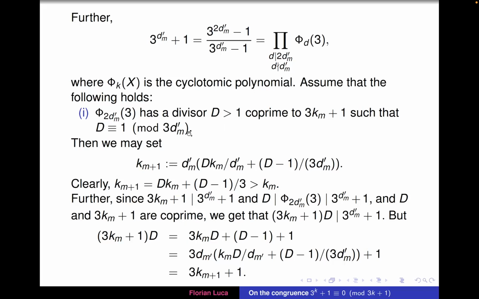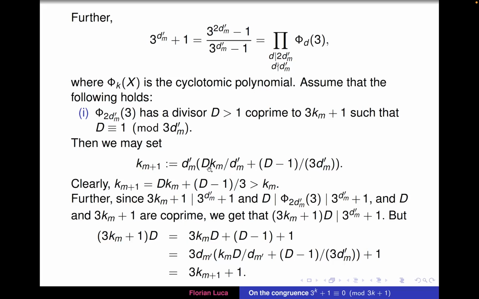Well, suppose that you have identified such a divisor. Then you can construct the next number. And here's how you construct it. You take the number d sub m prime, which participates in here. Then you take capital D k sub m divided by d sub m prime plus capital D minus 1 divided by 3 d sub m prime. Now, what you have to notice is that these guys are integers because d sub m prime divides k sub m. D is 1 modulo 3 d sub m prime, so this ratio at the end is an integer.